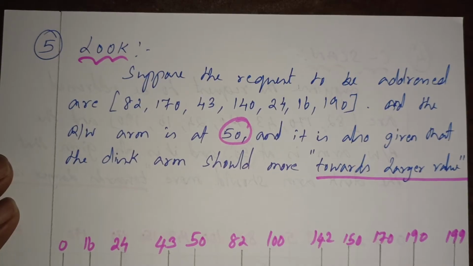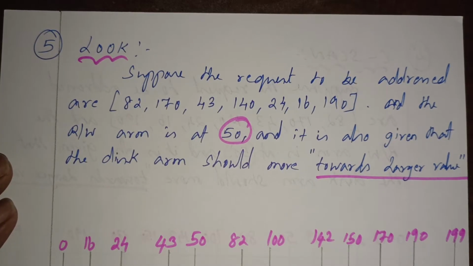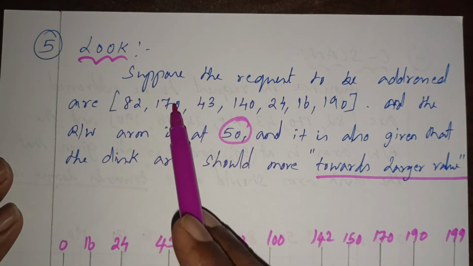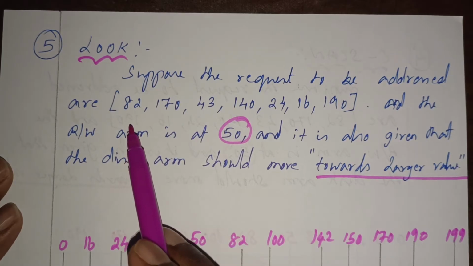Now I am going to explain all about the fifth algorithm, that is the LOOK disk scheduling algorithm. Let's check whether this algorithm gives much better arm movement compared to the previous algorithm. So let me tell you what the LOOK algorithm is all about. It is actually similar to the previous algorithm, that is the SCAN disk scheduling algorithm, except for one difference.